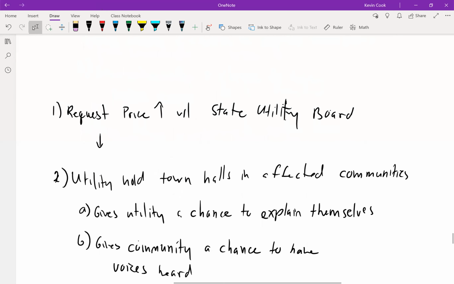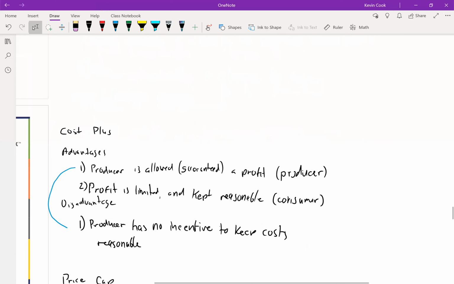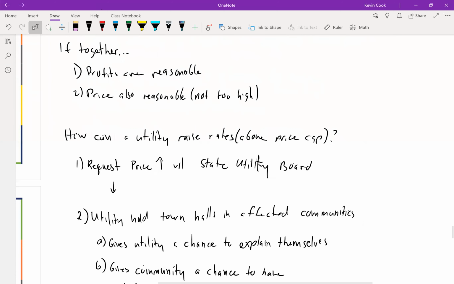So that's our regulations. We have our two types: cost plus, price cap, and then we see how our regulations can change as we go through time.